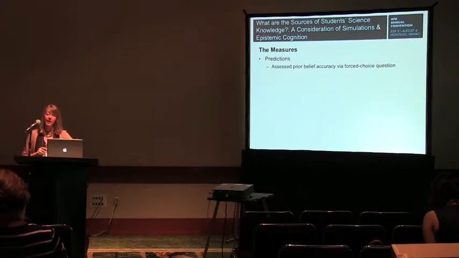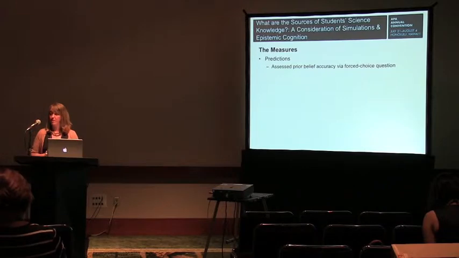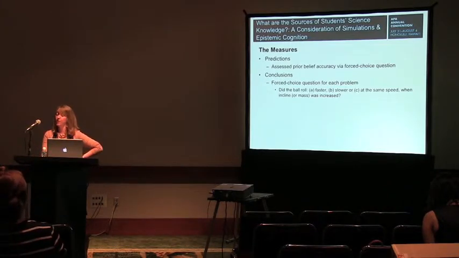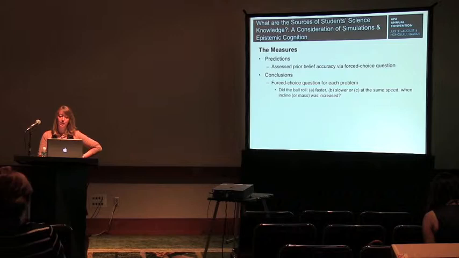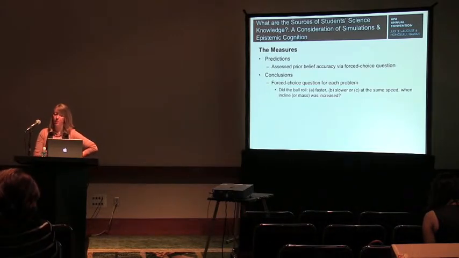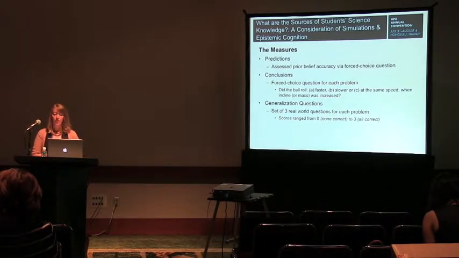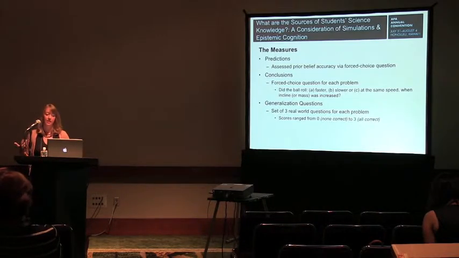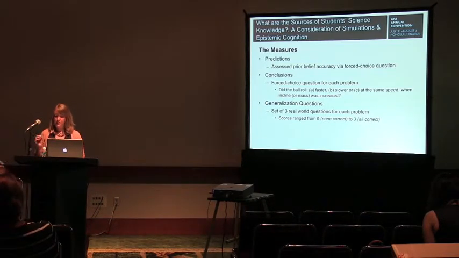So the measures here, we had students give their predictions of what they thought were going to happen, and this was through a forced choice question. And it was the same forced choice question that they used to draw a conclusion. So for their conclusion, after they conducted the experiment, we asked them if the ball rolled faster, slower, or at the same speed when incline or mass was increased, depending on the problem. We then asked them a set of generalization questions. So they answered 3 real-world questions. So, for example, a question about a child traveling down a slide. And those scores ranged from 0, which meant they got none of those answers correct, to 3.